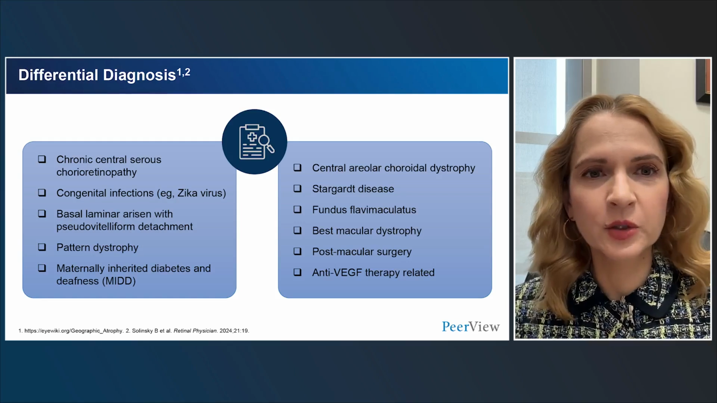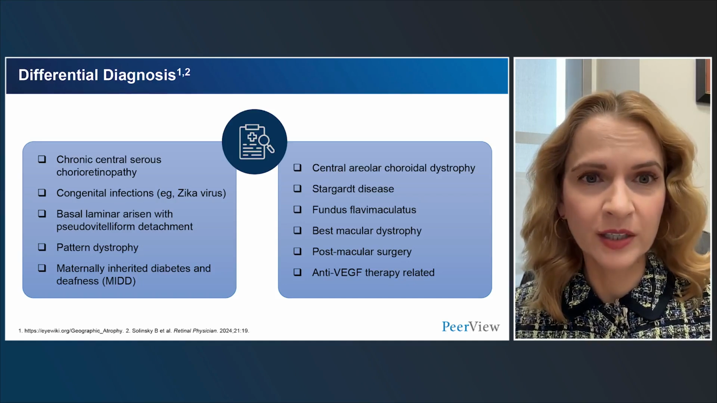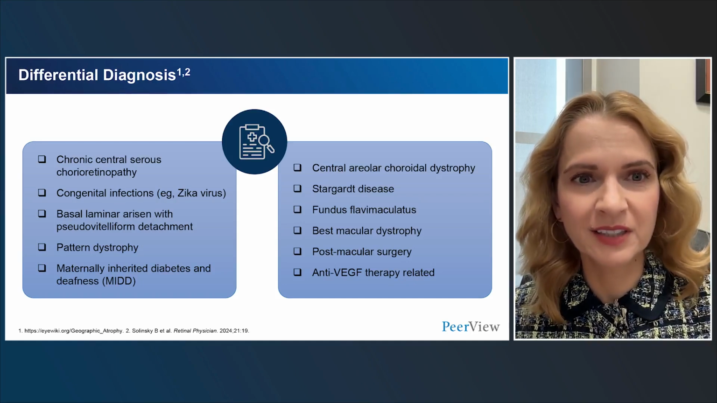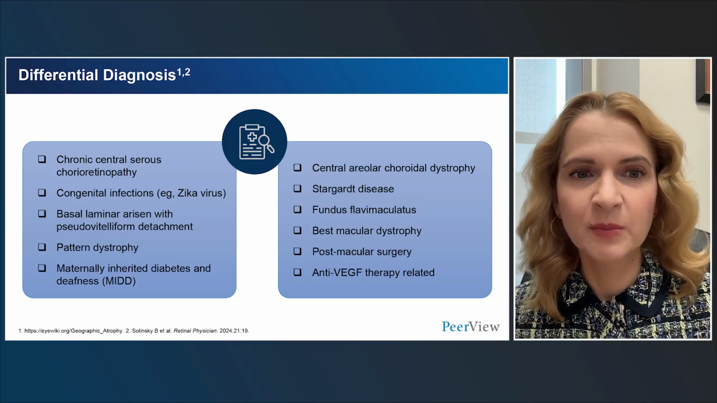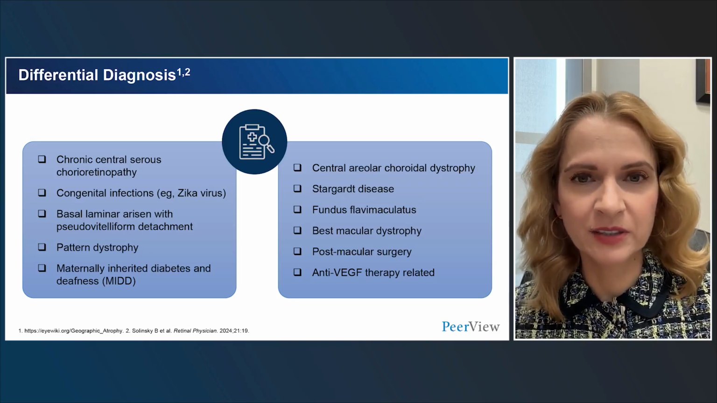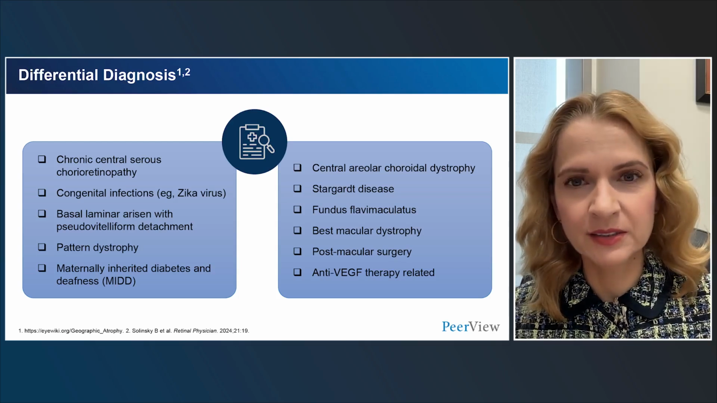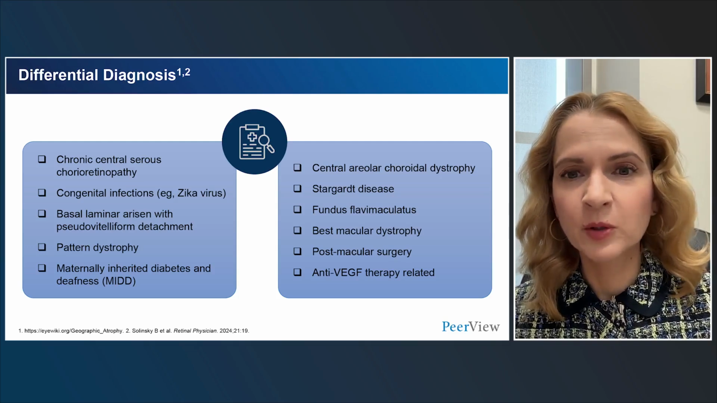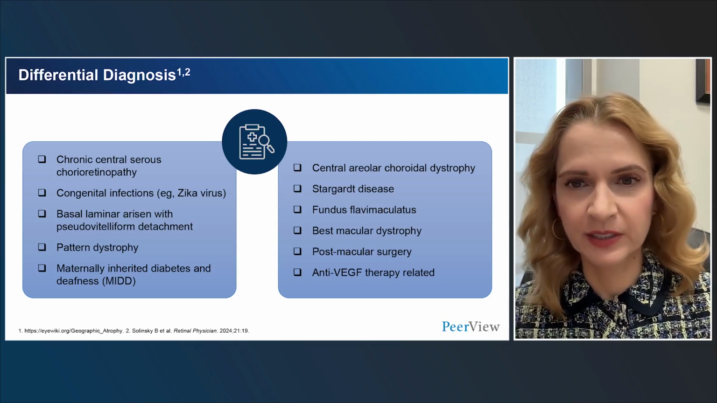The differential diagnosis of geographic atrophy is important to consider. It includes chronic central serous chorioretinopathy, congenital infections such as Zika virus, basal laminar deposits with pseudovitelliform detachments, pattern dystrophies, maternally inherited diabetes and deafness, central areolar choroidal dystrophy, Stargardt disease, fundus flavimaculatus, Best macular dystrophy, post-macular surgery-related atrophy, and anti-VEGF therapy-related atrophy.